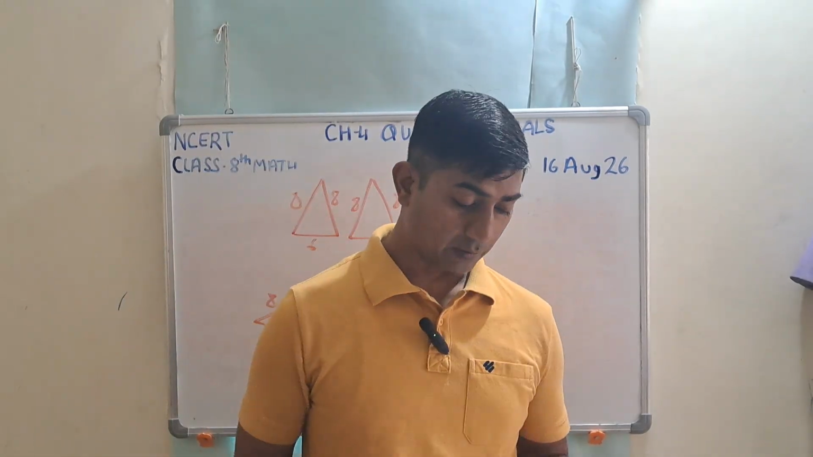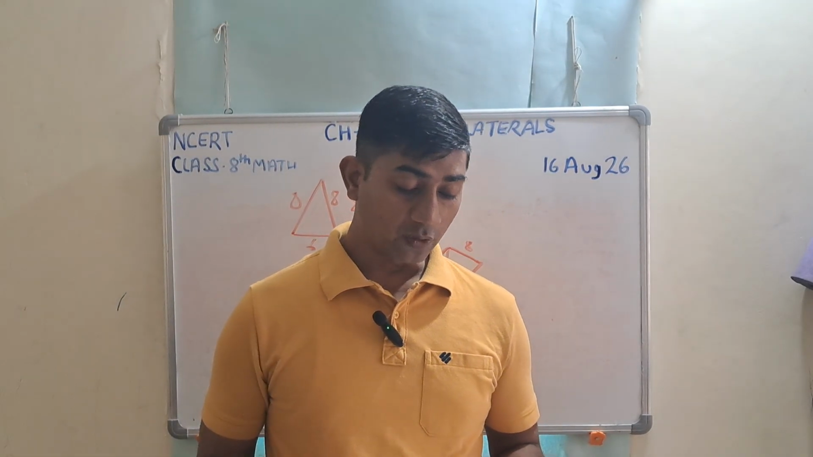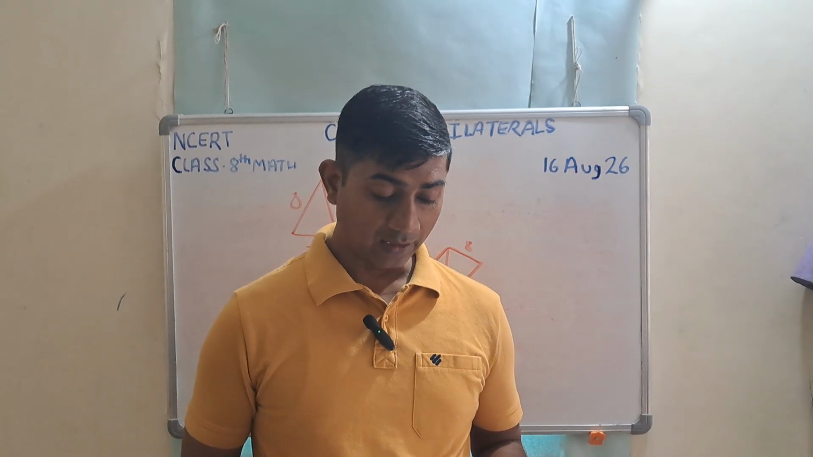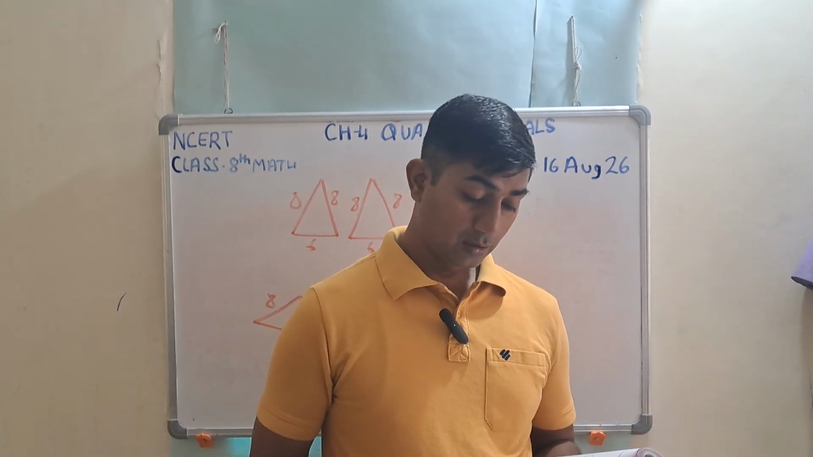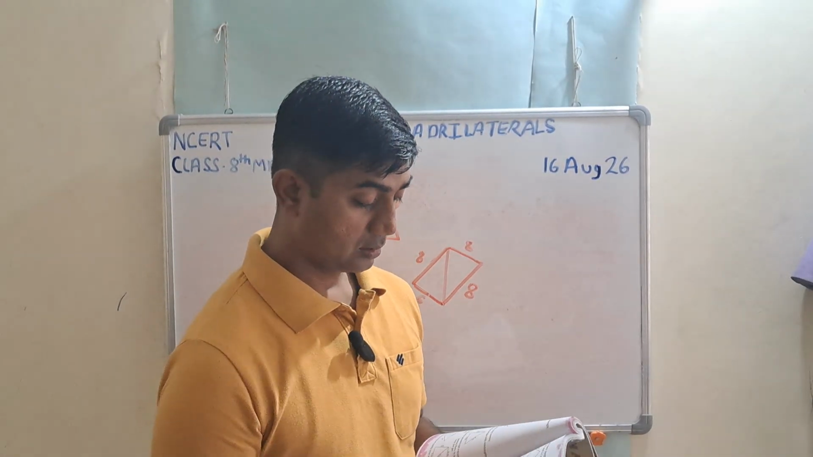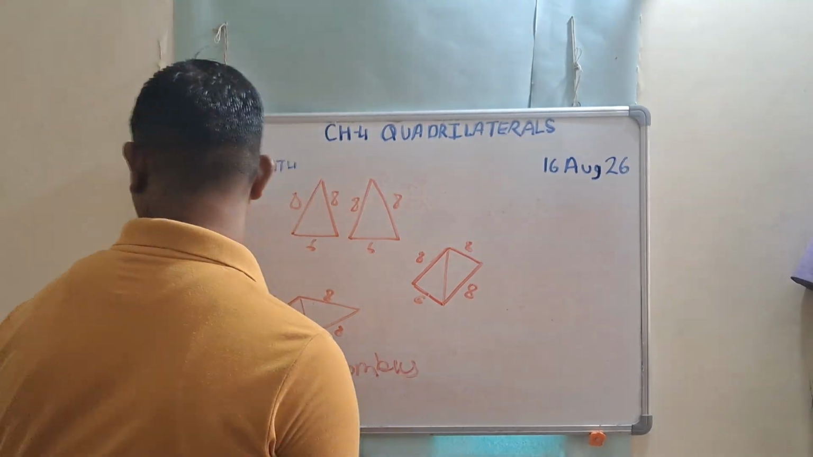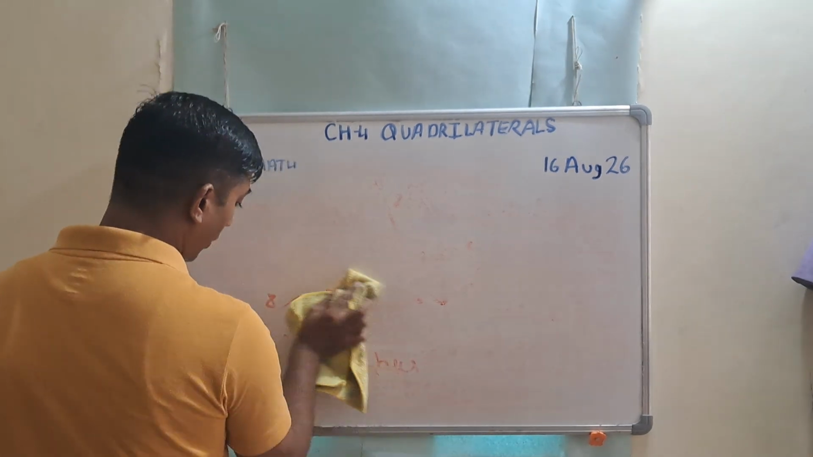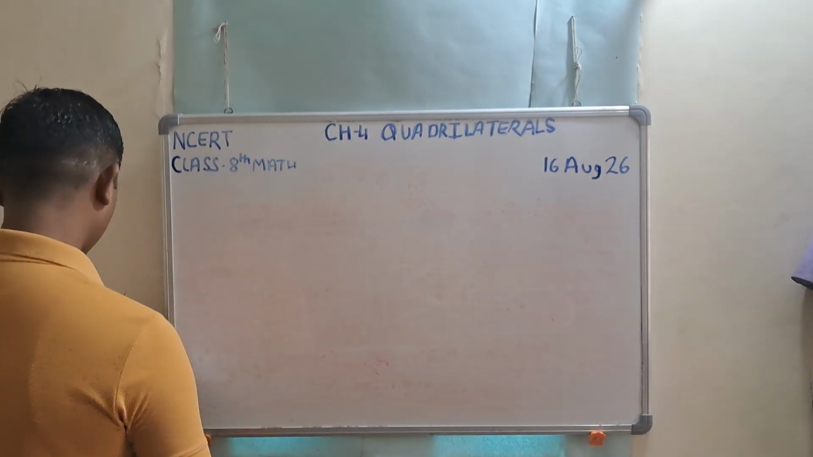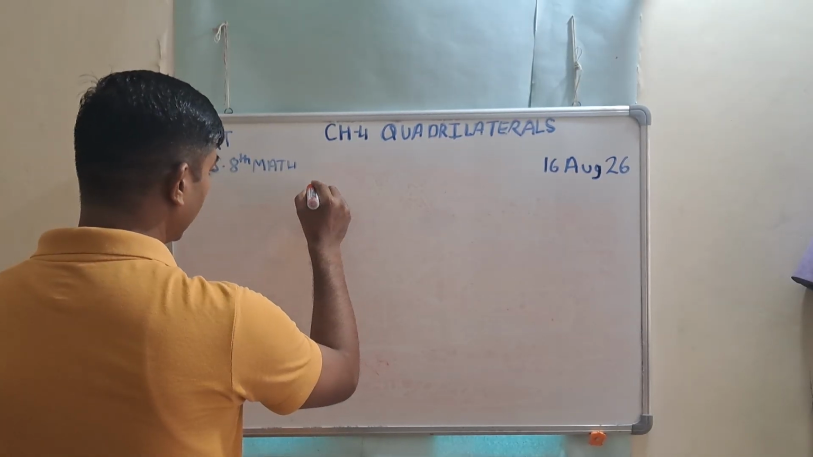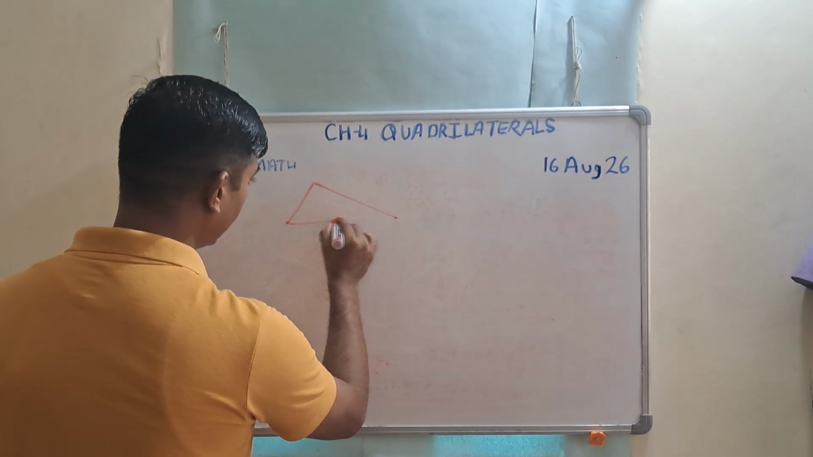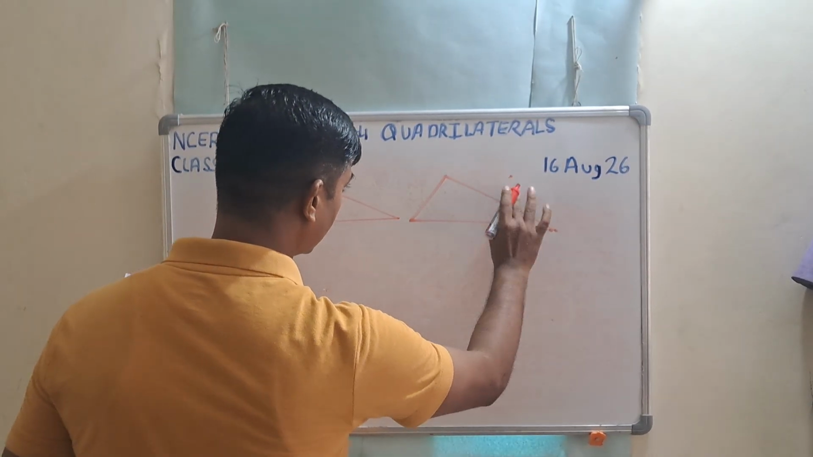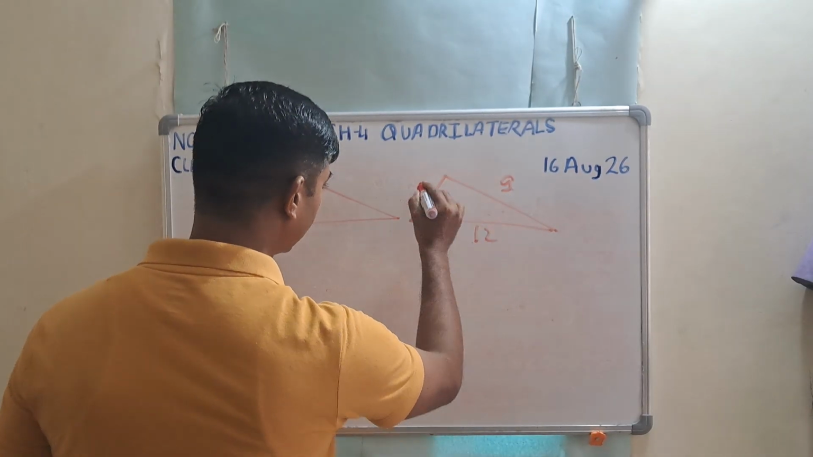Now in question number 3, they are saying to take two cardboard cutouts of a triangle with sides 6 centimeter, 9 centimeter and 12 centimeter and join them. Understood? Now this figure is about the next topic of this chapter. In one triangle you have this is 9, this is 12, this is 6.